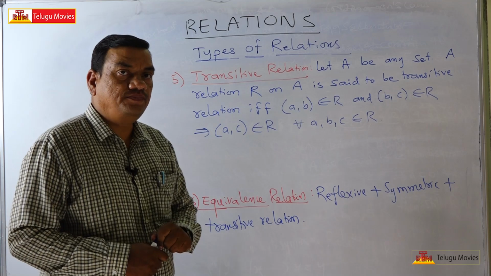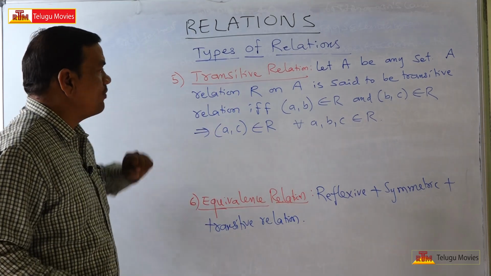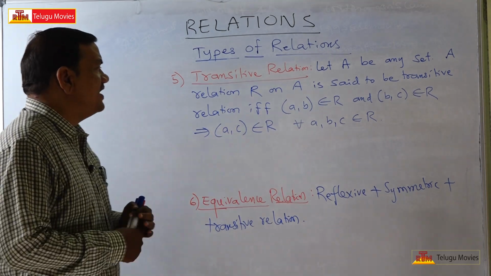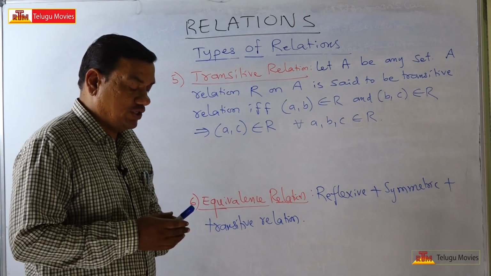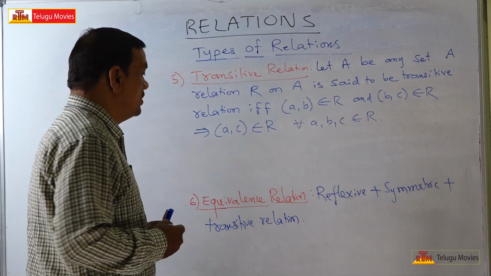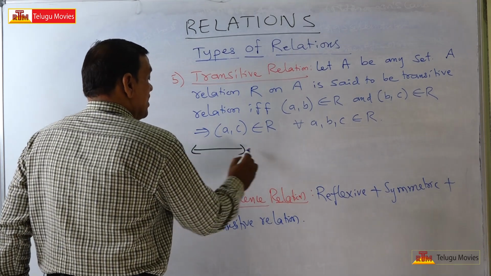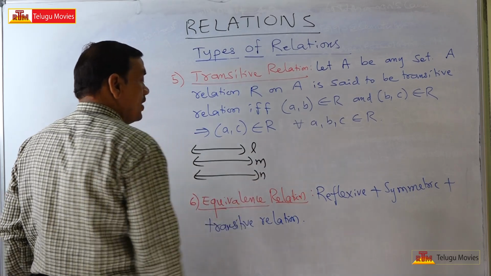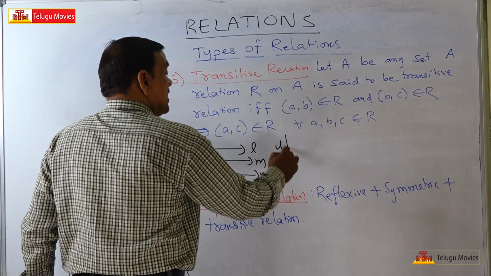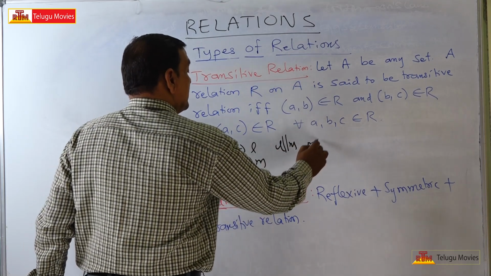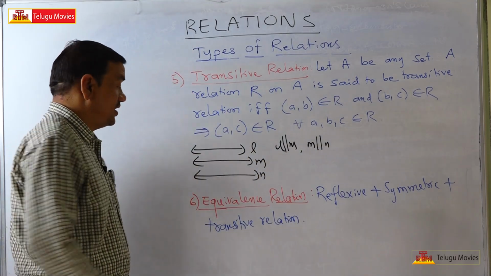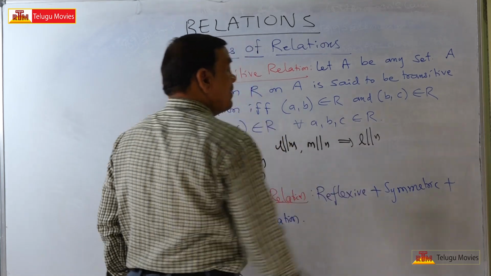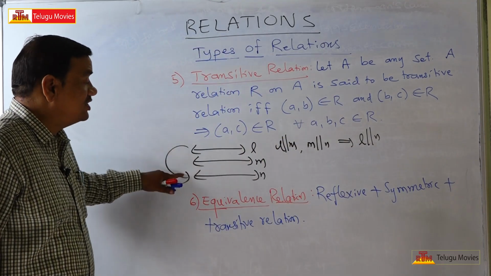Dear students, let me explain about the next type of relation, that is transitive relation. Next one, equivalence relation. Before explaining transitive relation, let me give one example. There are three lines. L is parallel to M, M is parallel to N. Observe here, L is parallel to M and M is parallel to N. Is it not that L is parallel to N?